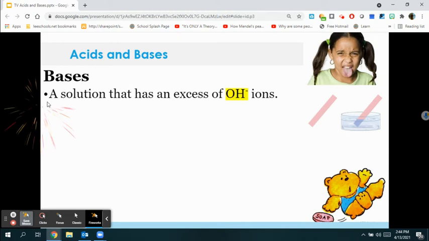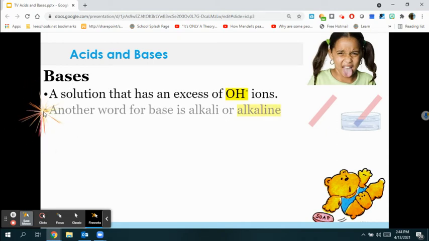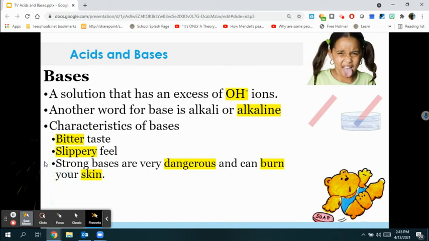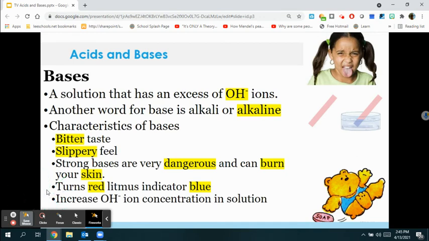Bases: a solution that has an excess of OH- ions. Another word for base is alkali or alkaline. Characteristics of bases: they have a bitter taste and a slippery feel. Strong bases are very dangerous and can burn your skin. They turn red litmus indicator blue and increase the OH or hydroxide ion concentration in a solution.